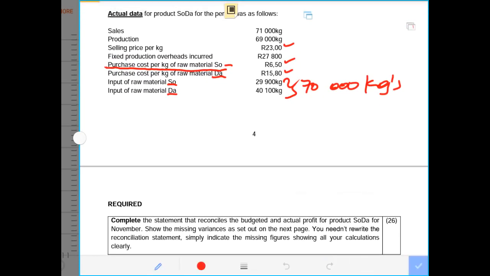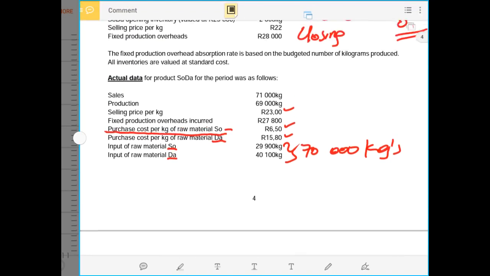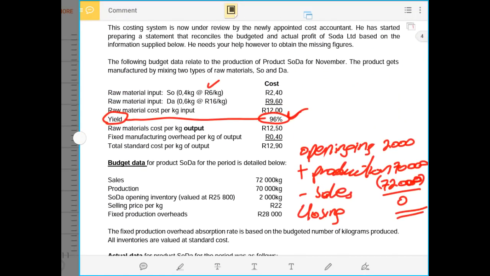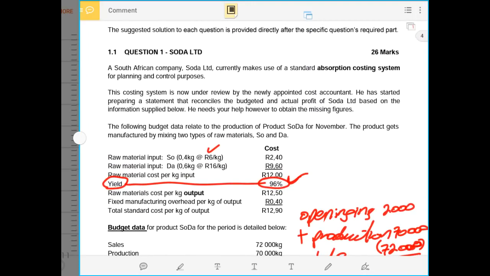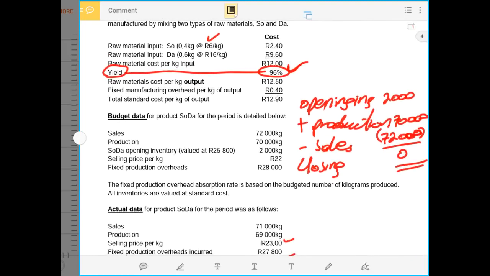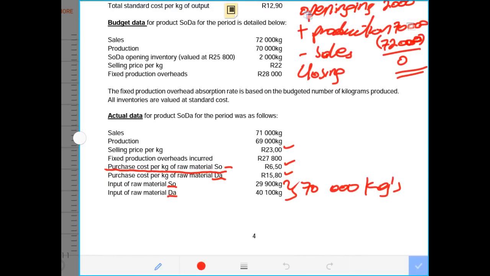Then we are required to compile the statement that reconciles budgeted and actual profit for products sold for the month of November. We are doing this only for the month of November, and it's very important to note that it's only for one month. Reading from the information provided here, there was no information regarding the month of October. I am emphasizing this because we are given the actual information, and this actual information is only for the month of November.